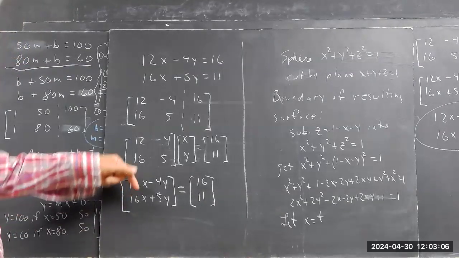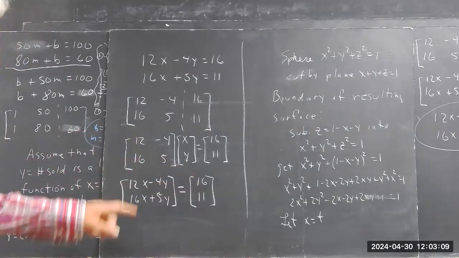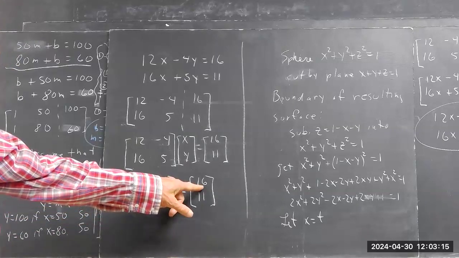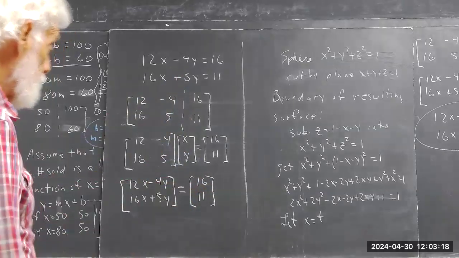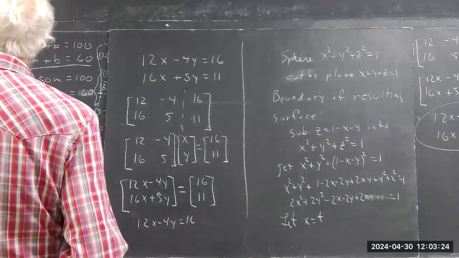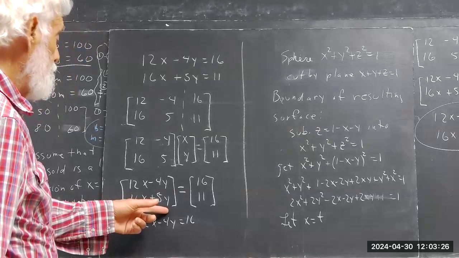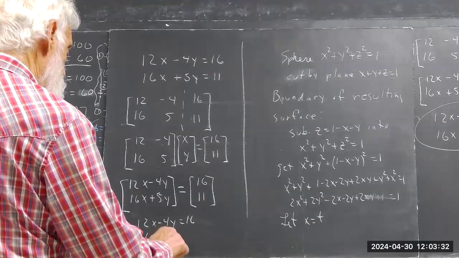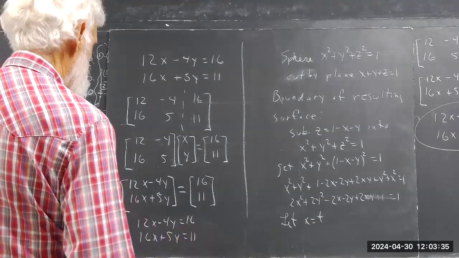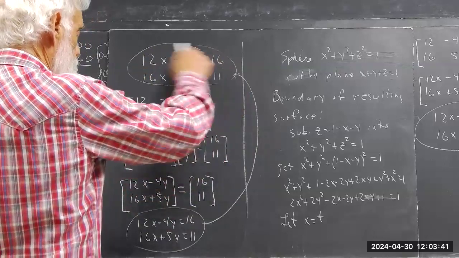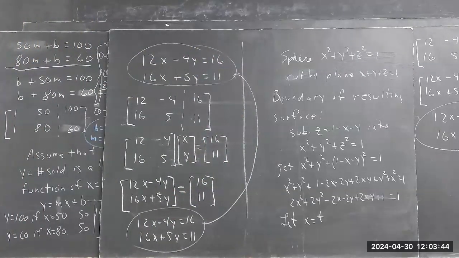Now, if this matrix equals this matrix, then whatever's in the first row of this matrix has to equal whatever's in the first row of this matrix. They wouldn't be equal if this wasn't equal to this. So that tells us that 12x minus 4y equals 16. And similarly, whatever's in the second column has to equal whatever's in the second column of the other matrix. And of course, that's just the original system. Okay. So we want to understand that all these things are equivalent.